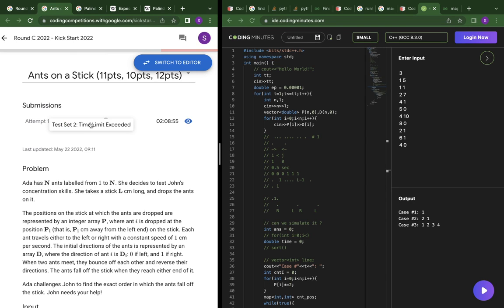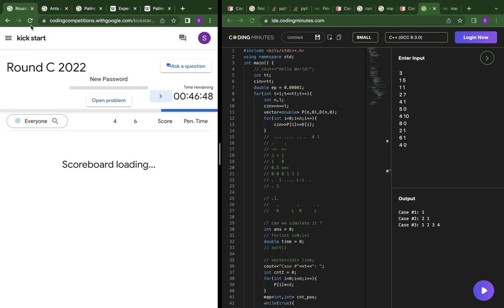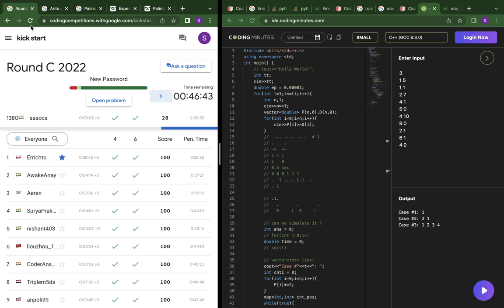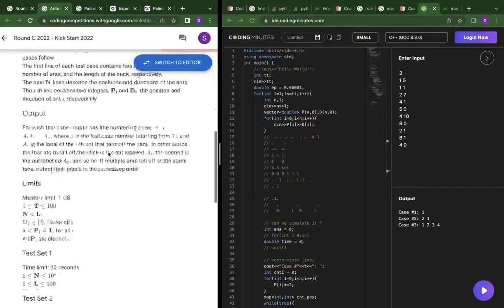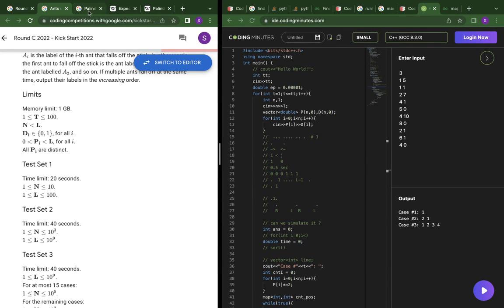Test set 1 passed, and that is what I needed. Let's see the rank. Please increase drastically. Please. Oh, it did increase drastically, and I love that. I love it. Thanks. Trash code written by me, but still rank got increased.